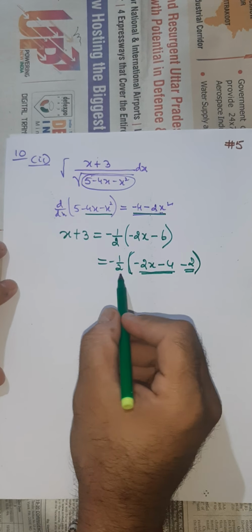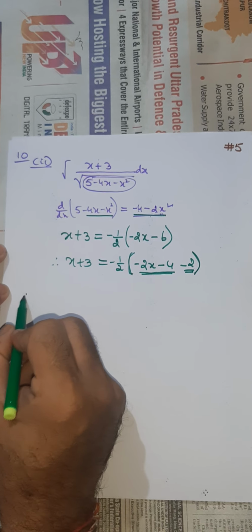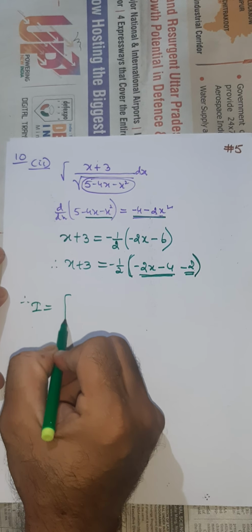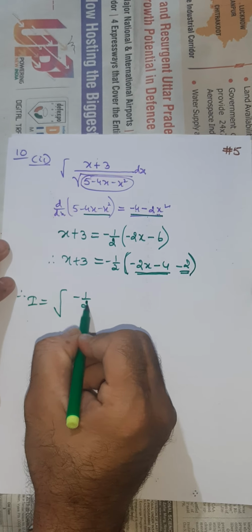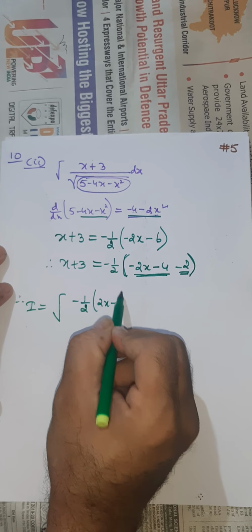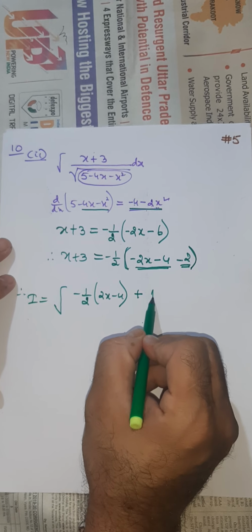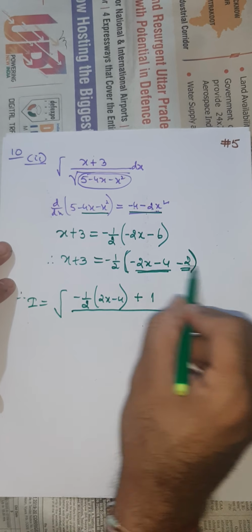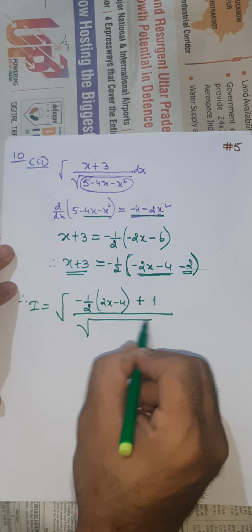Whichever way you do, both are correct, remember. So now that x plus 3 is replaced by this, I equals to, I'll place this minus 1 by 2 into 2x minus 4. And I'll open the bracket. So minus minus will be plus and here plus 1. I've just opened. So instead of x plus 3, we have placed this.